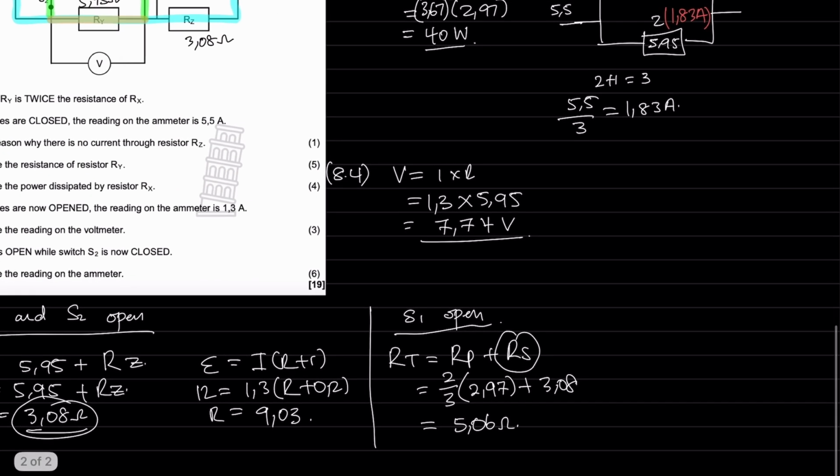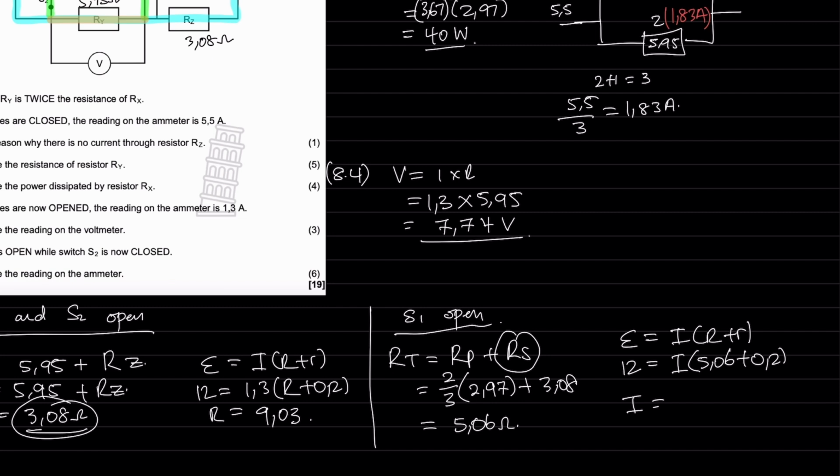Then we go to our EMF formula. EMF is I into big R plus small r. 12 equals I into 5.06 plus 0.2. We then solve for I equals 2,28 amperes.